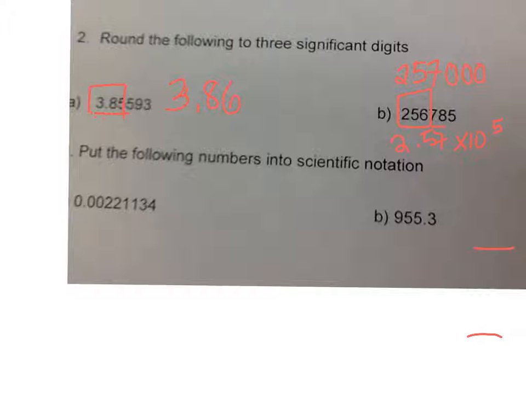Okay, so put the following numbers in scientific notation. You need to use all significant digits. It doesn't say anything about significant digits. It just says scientific notation. So you keep all of them. All of those numbers are significant. You can only have 1 number in front of the decimal place.